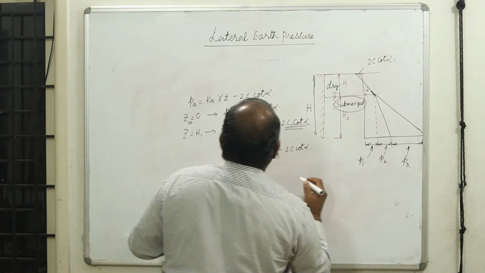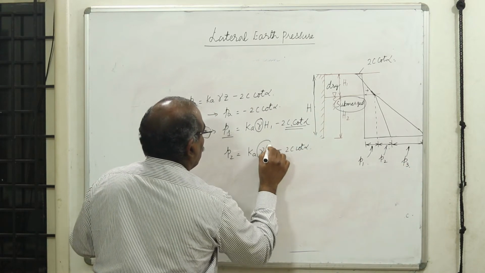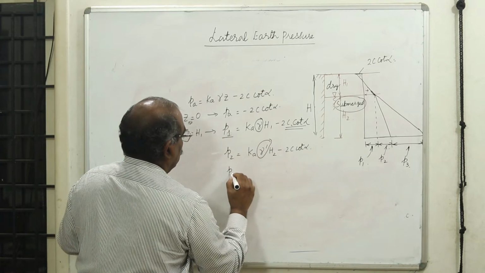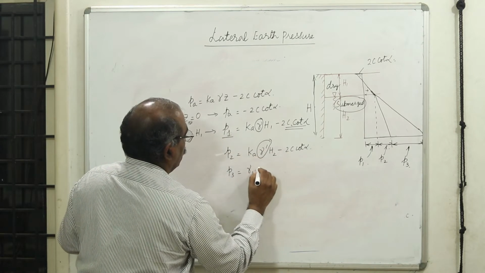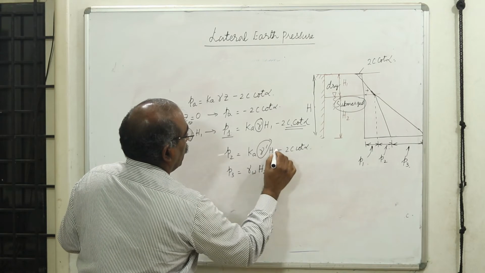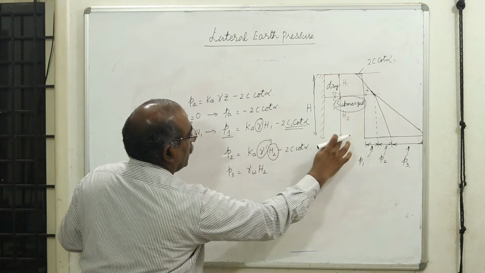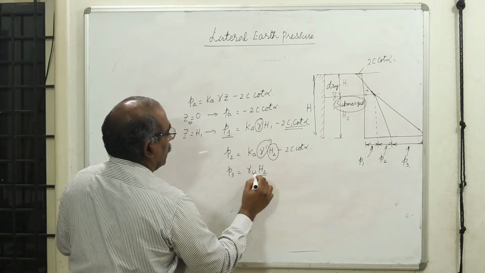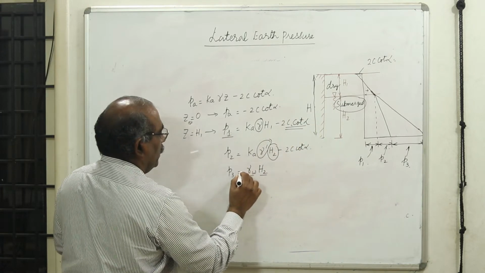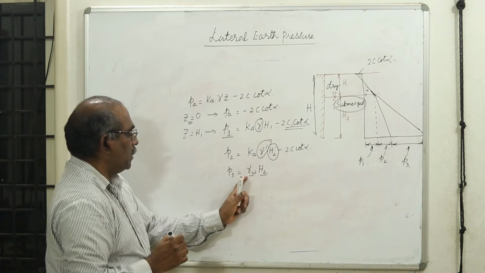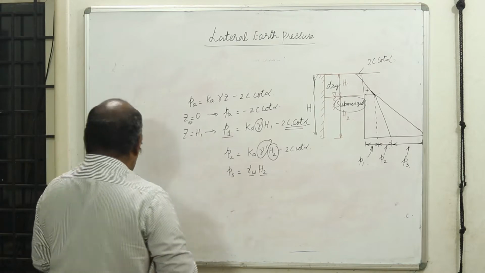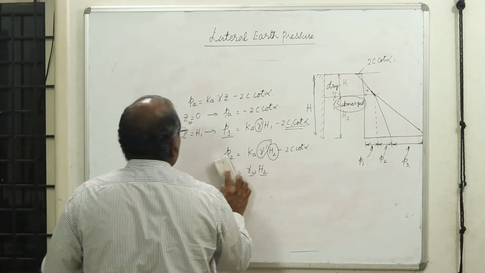This is small p3. Now be careful that you are going to use the submerged unit weight, and P3 will be gamma W into H2. You also have to take the second height, the submerged height, and you are not multiplying with any coefficient here, because water pressure is uniform in every direction. This is the second case. Now let us go to the third case.